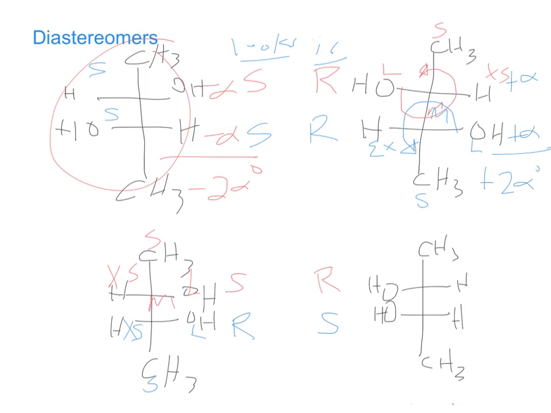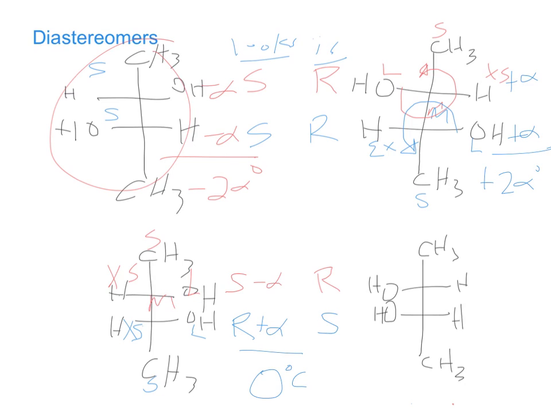Now let's do the math on it, and it doesn't matter which one of these we pick. I'm going to just pick the one that's on the left. The S was negative alpha degrees. The R was positive alpha degrees. So when you have a negative alpha and a positive alpha, it's 0. So it doesn't rotate light at all. They cancel each other out. So that's why it's a meso structure. So we proved it mathematically as well.